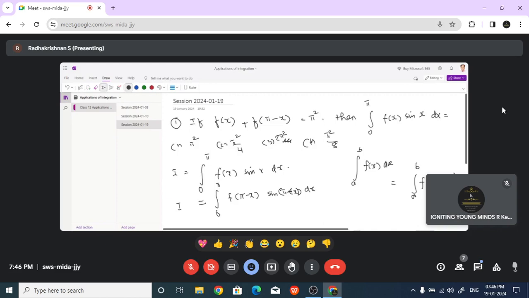Option C, sir. You got option C. Okay, but let's go step by step. So this identity, does everybody know? The integral from a to b of f of x dx equals the integral from a to b of f of a plus b minus x dx.